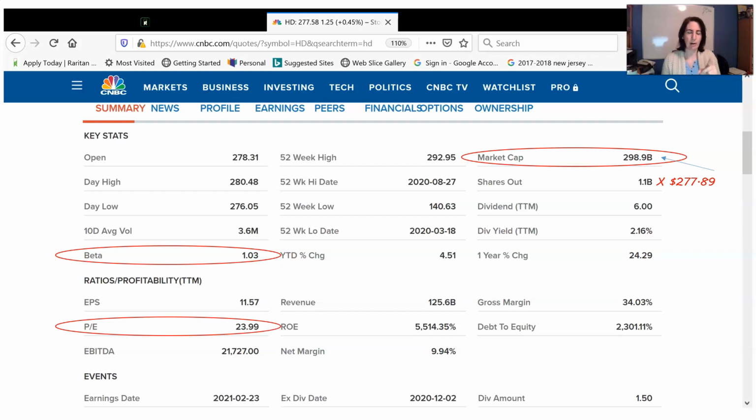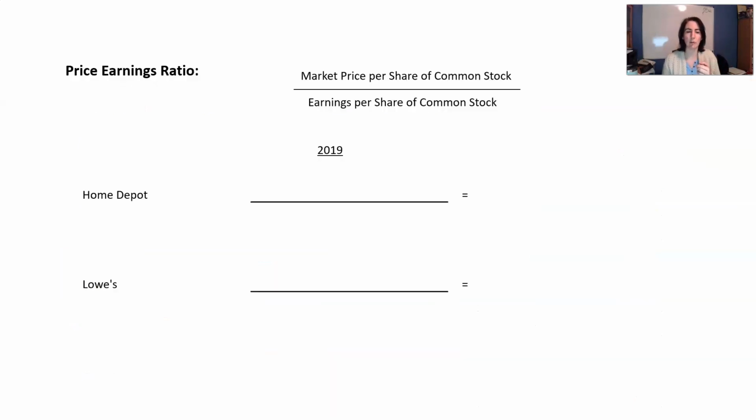PE ratio, we're going to calculate this. That is the price divided by earnings, 23.99. So that should be the number I'm going to grab in a second. And there's our earnings per share number, but that's a current earnings per share number, right? That constantly changes. That's not the one that's put out on the financial statements. That's the one that's currently, for the day. That's their earnings per share.